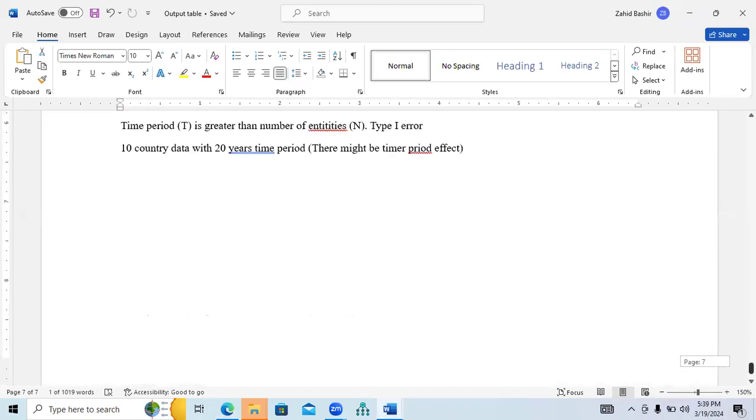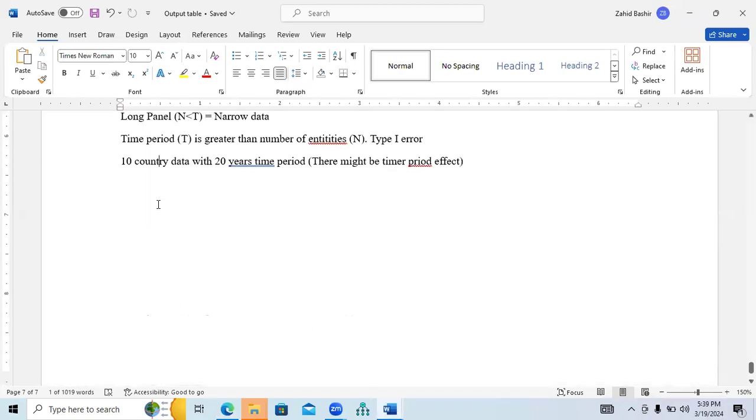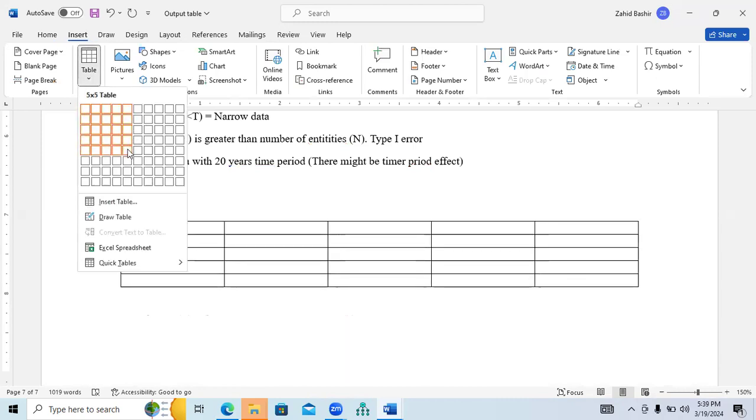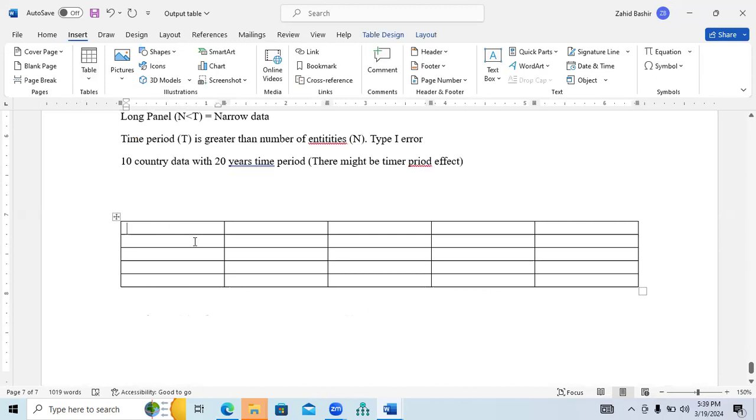For example, if I have a data, like I would like to show you, I need to create a table like this. For example, this is the table. I have a number of countries. I have number of years. I have a dependent variable. Let's suppose it is FDI. I have independent variable, for example, GDP per capita. I have financial development as a FD.